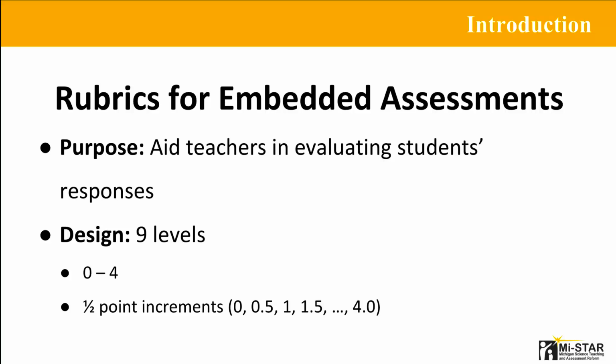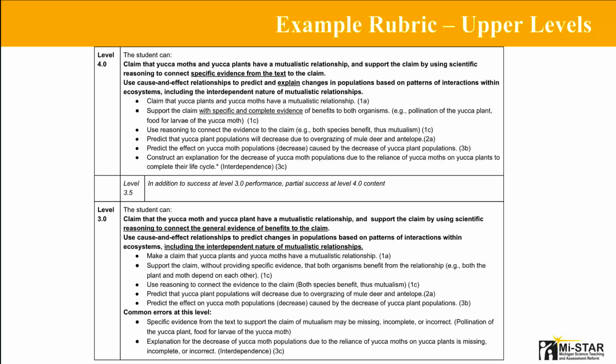Every rubric has 9 levels. These levels are numbered 0 to 4 with half-point increments. Levels 2, 3, and 4 include a description of the specific features of a student's response that could be expected at that level. Next, we'll take a look at the format of the rubrics.